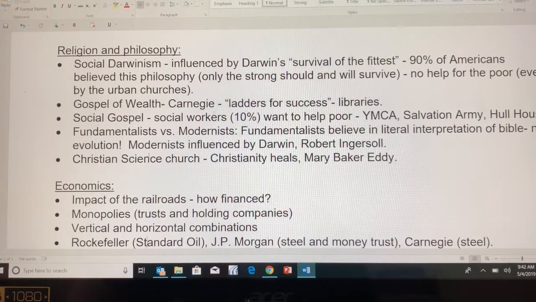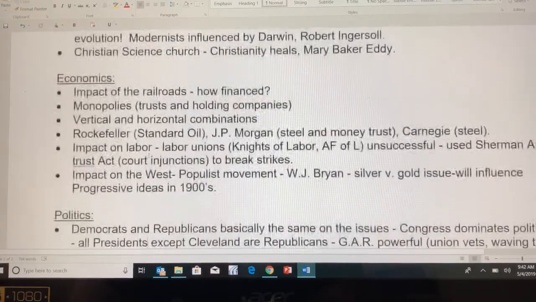So the other thing in religion is we're going to have this real divide between fundamentalism, who believe the literal interpretation of the Bible, and the modernists that believe that you could take religion and also adopt scientific principle. And this will eventually lead to the Scopes monkey trials, which we'll see in the 1920s. We will see the Church of Christian Science, which says Christianity heals, with Mary Baker Eddy.